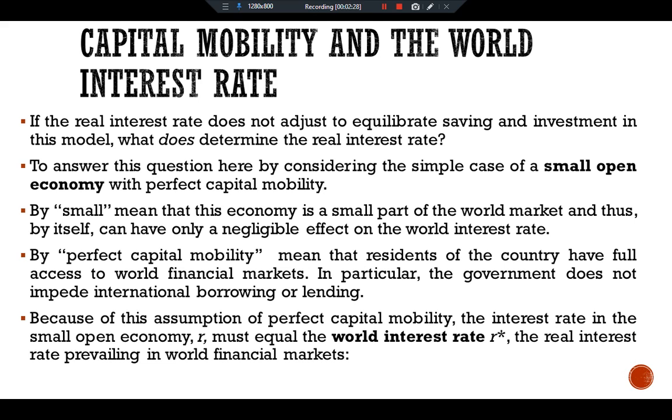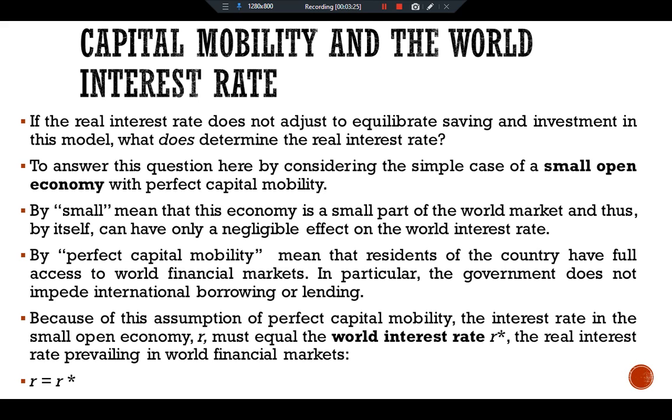Because of this assumption of perfect capital mobility, the interest rate in a small open economy must equal the world interest rate, r*. The real interest rate prevailing in world financial markets becomes our real interest rate, r*. Here we have the world interest rate. Residents of a small open economy need never borrow at any interest rate above r*, because they can always get a loan at r* from abroad. Similarly, residents of this country need never lend at any interest rate below r*, because they can always earn r* by lending abroad. Thus, the world interest rate determines the interest rate in our small open economy.